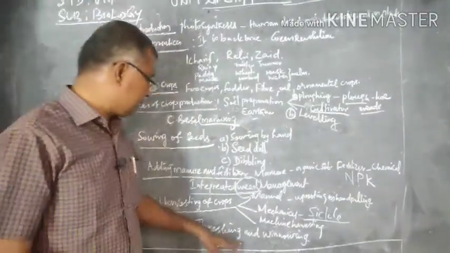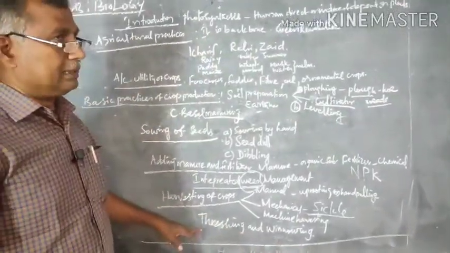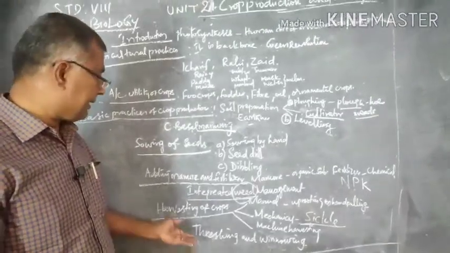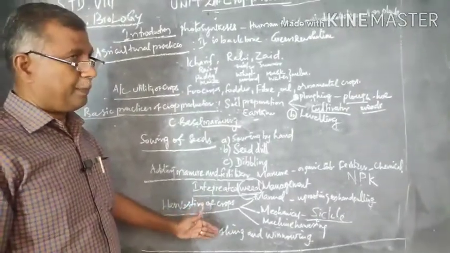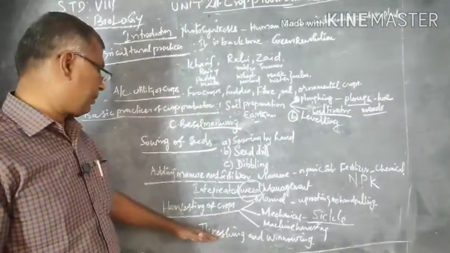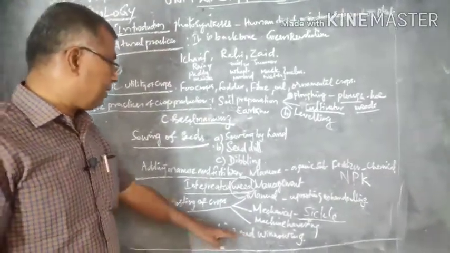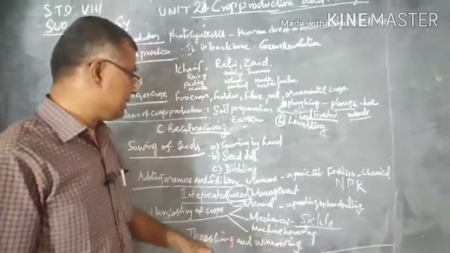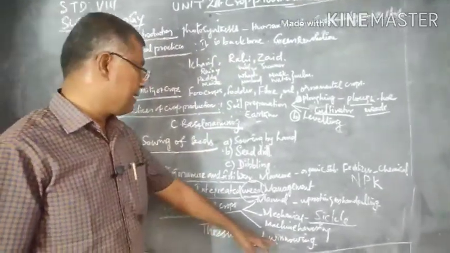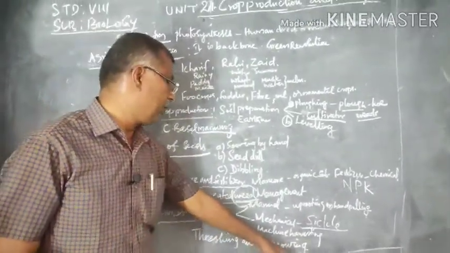After harvesting, then will be followed by the threshing. Threshing means we separate the seeds from the pod or hay, whatever may be, with the chaff. That is called as threshing. Finally winnowing means the seeds are separated from the chaff. That is called as winnowing.